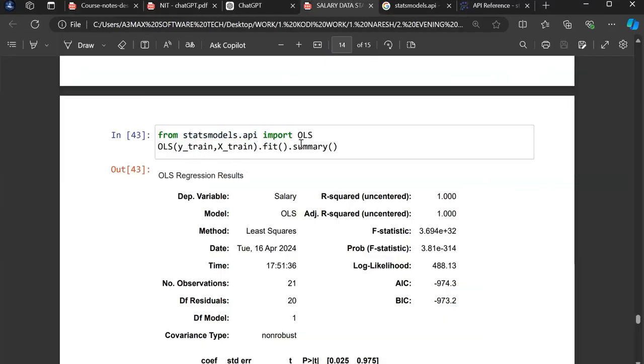From statsmodels.api, I'll give more explanation of this model in multiple linear regression. Now just go here. I'm sorry. From statsmodels.api, import OLS, Y train, X train, or maybe X train, Y train, dot fit, summary.